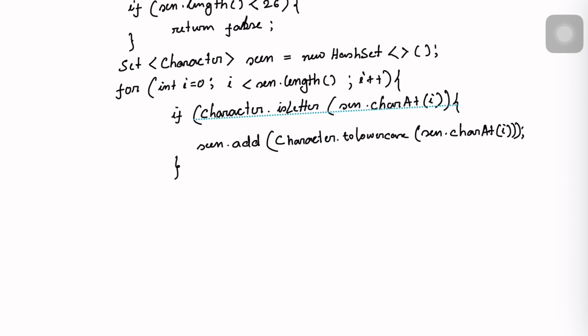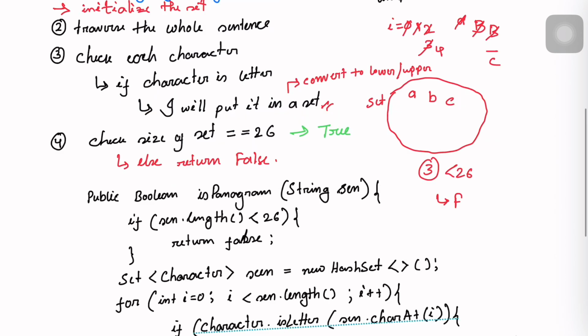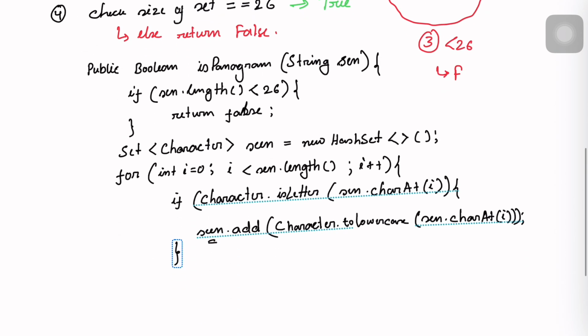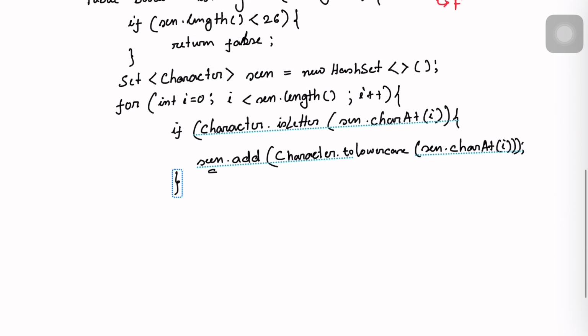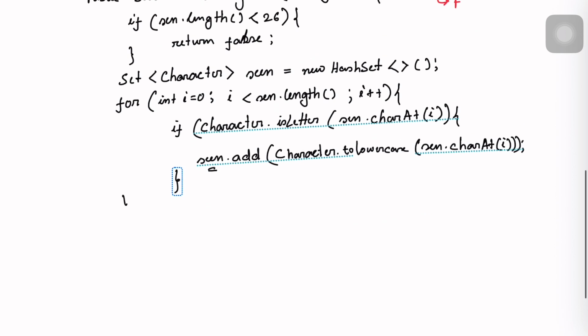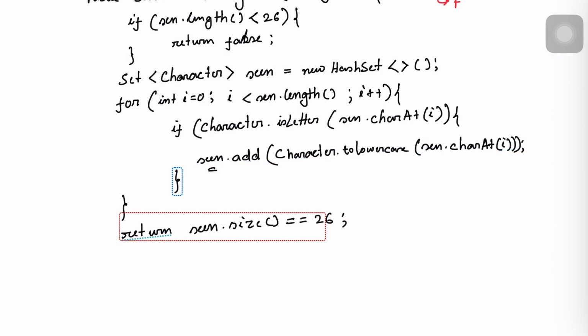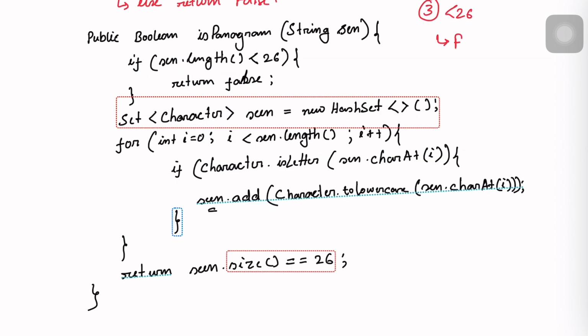What we have done: this is our seen set. I'm adding to it, but before adding, I'm converting the character to lowercase. After that, at the end, I'm just checking if the set size is 26 or not. So let's end this for loop. After this, I'll simply return whether seen dot size is equal to 26 or not. That's it. I hope you understood it.